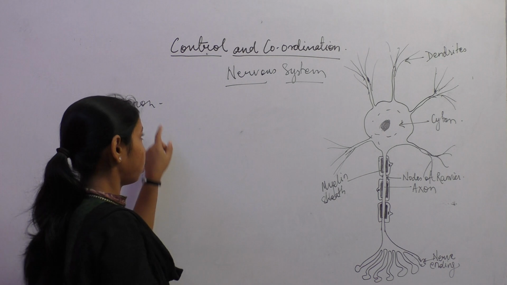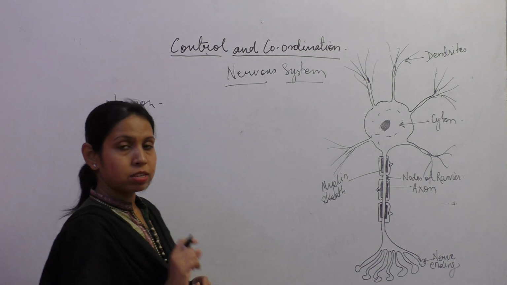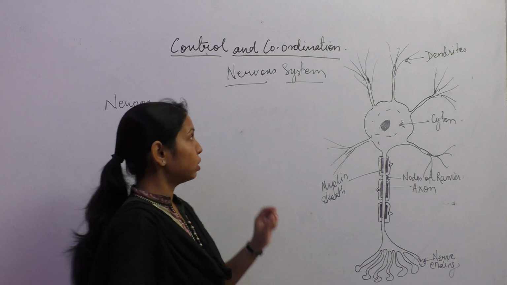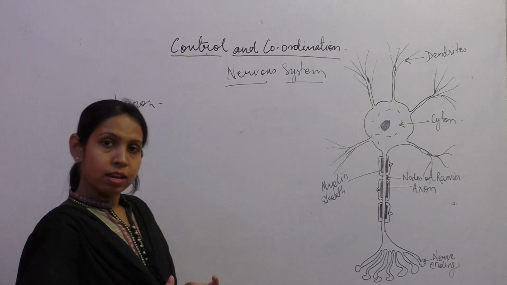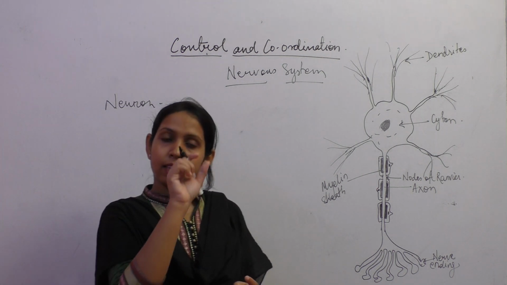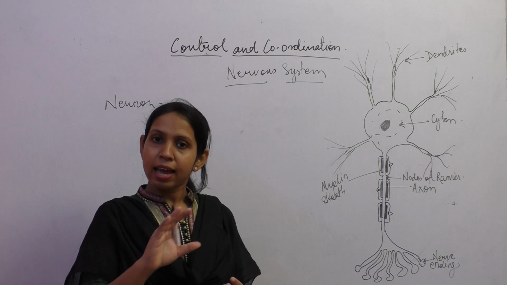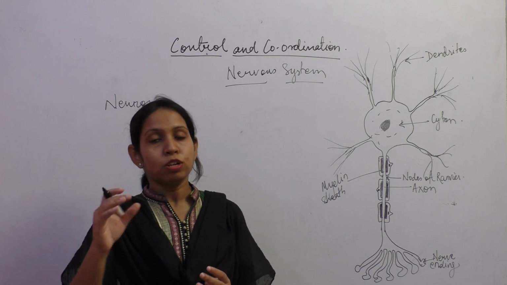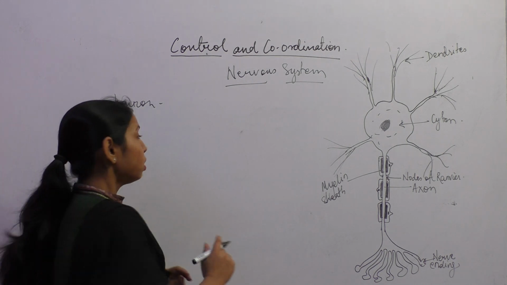So these neurons are specialized cells which are considered the structural and the functional unit of the nervous tissue, and they help in receiving the stimulus, conducting the impulse, and transmitting the impulse to the other neuron. That is the function performed by the neuron.